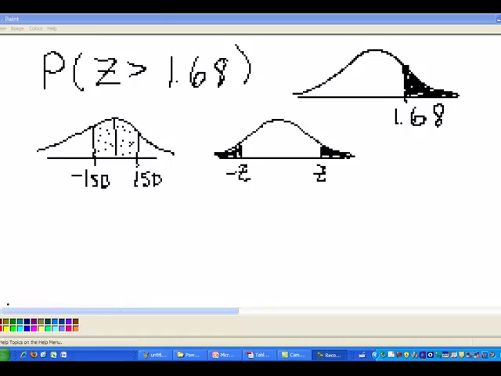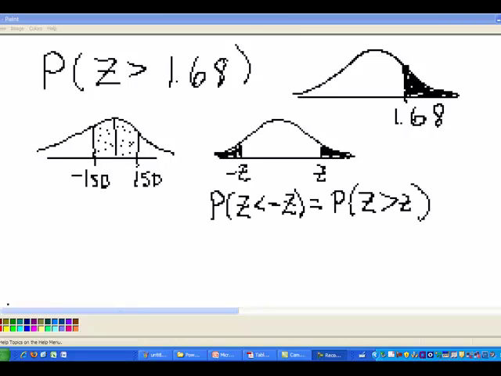So we're going to use that to help us solve for the probability that z is greater than 1.68. By what I just wrote down, the proportion of z less than a negative z value has to equal the proportion of z greater than a z value. Can you see how you can use symmetry to help you find the probability that z is greater than 1.68? Well, let's just put that into our equation.